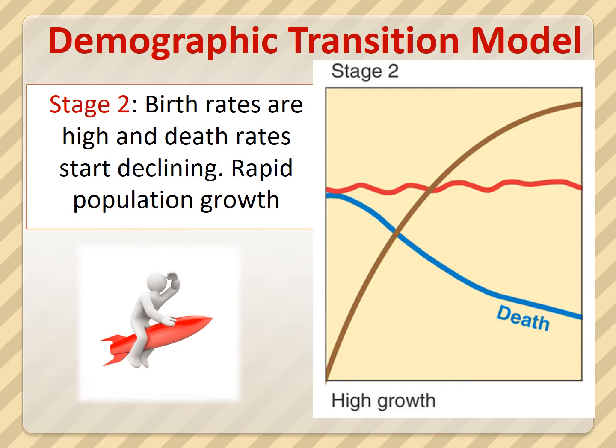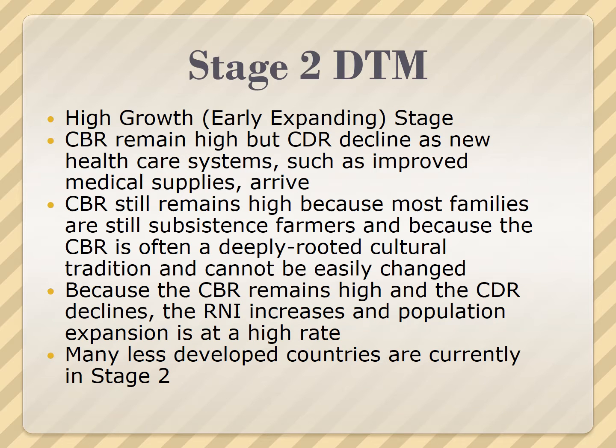Stage 2. Birth rates are high and death rates are starting to decline. We have rapid population growth. It's called the early expanding stage. The CBR, the crude birth rate, remains high, but the CDR, crude death rate, declines as new healthcare systems, such as improved medical supplies, arrive.